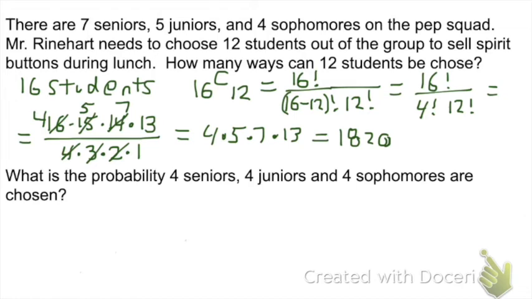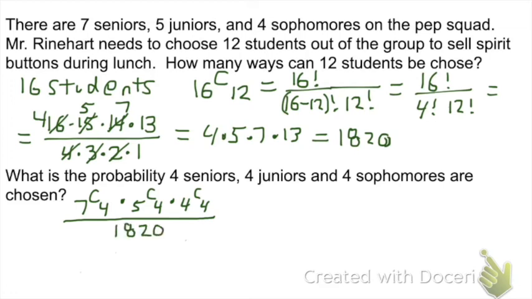So if you have 4 seniors, there are 7 seniors in total, so 7 choose 4, and then we have 4 juniors we want, and there's 5 juniors, so 5 choose 4. Then we have 4 sophomores, and we want to choose 4 of them, so we have 4 choose 4. That is the number of ways we can choose 4 seniors, 4 juniors, 4 sophomores. Our total number of ways we can select is 1,820, so we have to divide because we're looking for probability. And then we do our math.